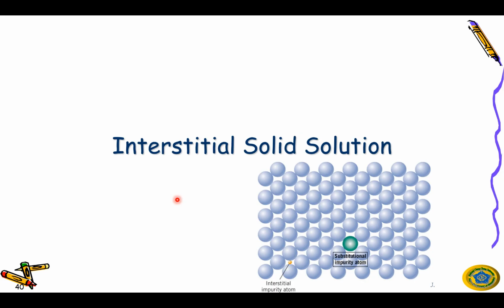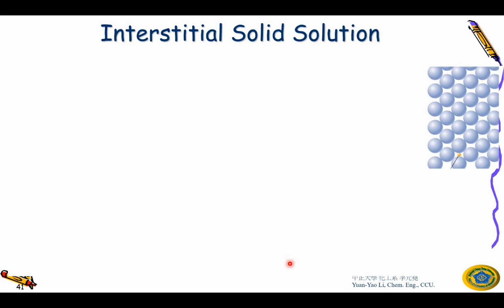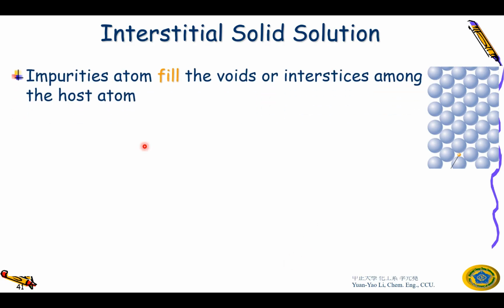Right. So the next topic is interstitial solid solution. So this is substitutional, this is interstitial. As you know, the size of the foreign atoms will be smaller. An interstitial solid solution is where the impurity atoms fill voids. A void is empty space, right? Or interstices among the host atoms.